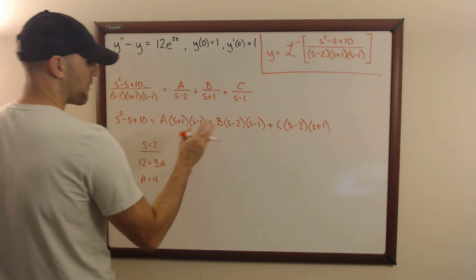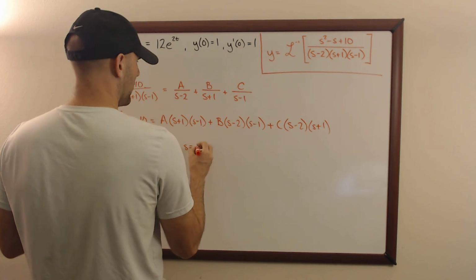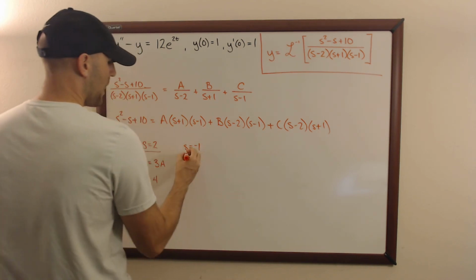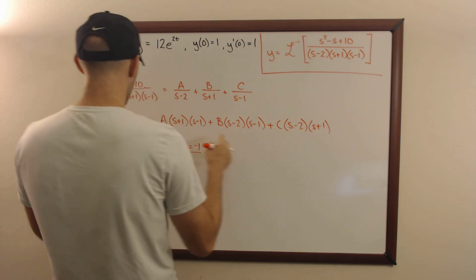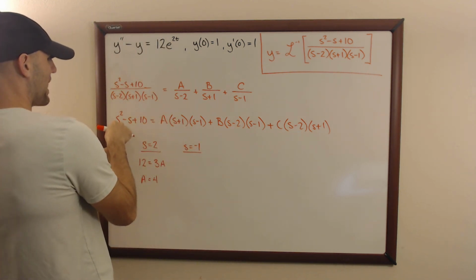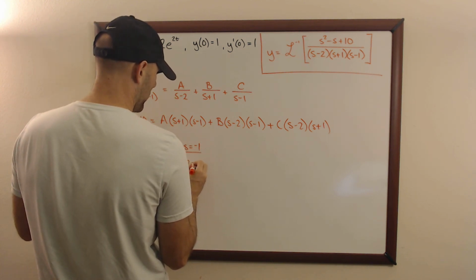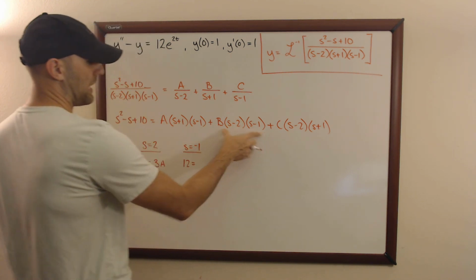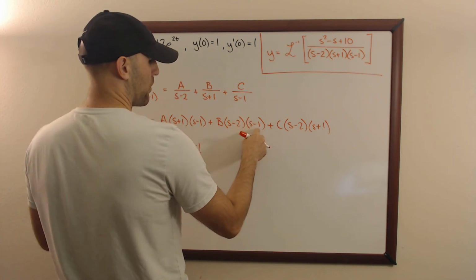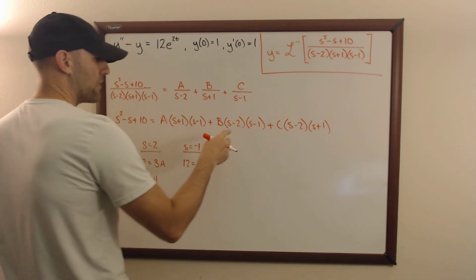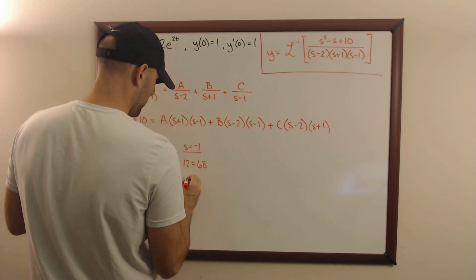Same thing's going to happen for plugging in -1 and 1. Let me go ahead and plug in -1. If I plug in -1, this term's going to die. This term's going to die. I'm just going to be left with -1 squared minus -1, that's 2, plus 10. That gives me 12 is equal to, the only thing that survives over here is b. I've got b times -1 minus 2, which is -3, times -1 minus 1, which is -2. -3 times -2 makes 6. 6b. b is equal to 2.